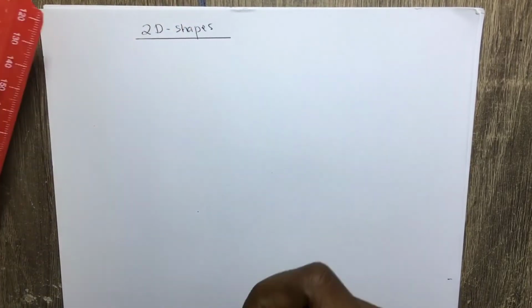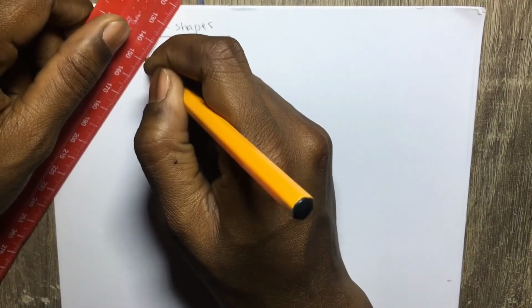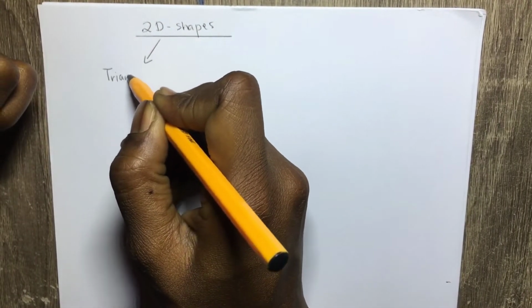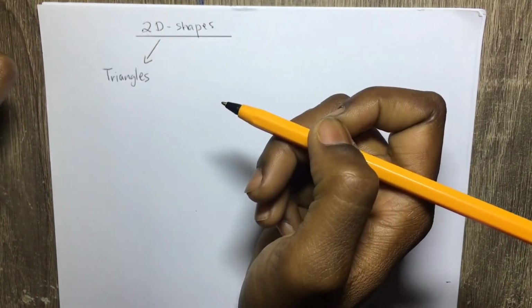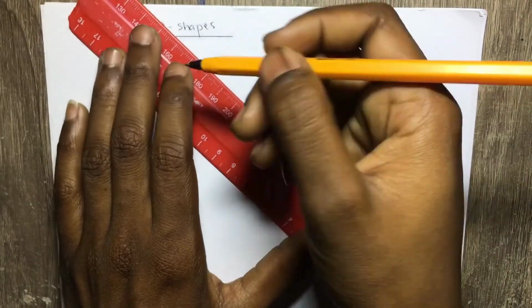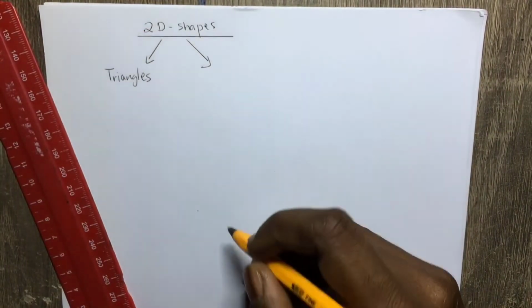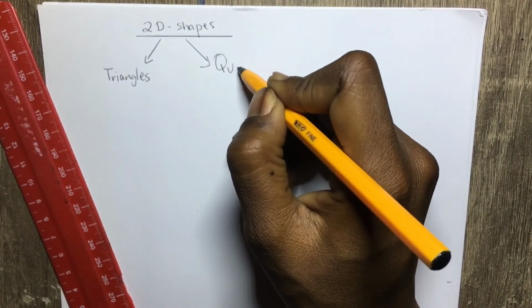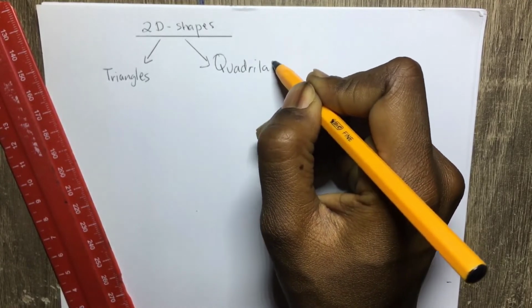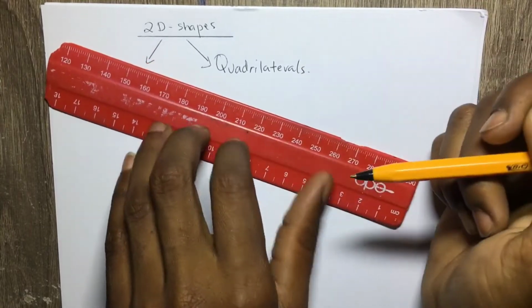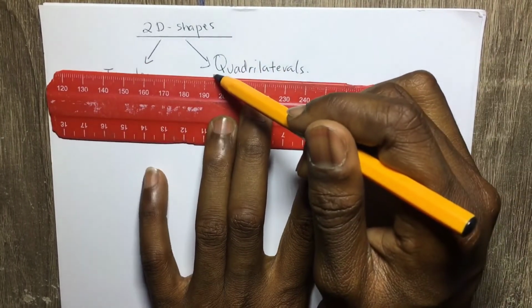We are dealing with quadrilaterals, part 2 of it. So we started firstly with triangles. 2D shapes are divided into triangles, and then today we're dealing with what? Quadrilaterals. This topic I'll be mainly focusing on this part.